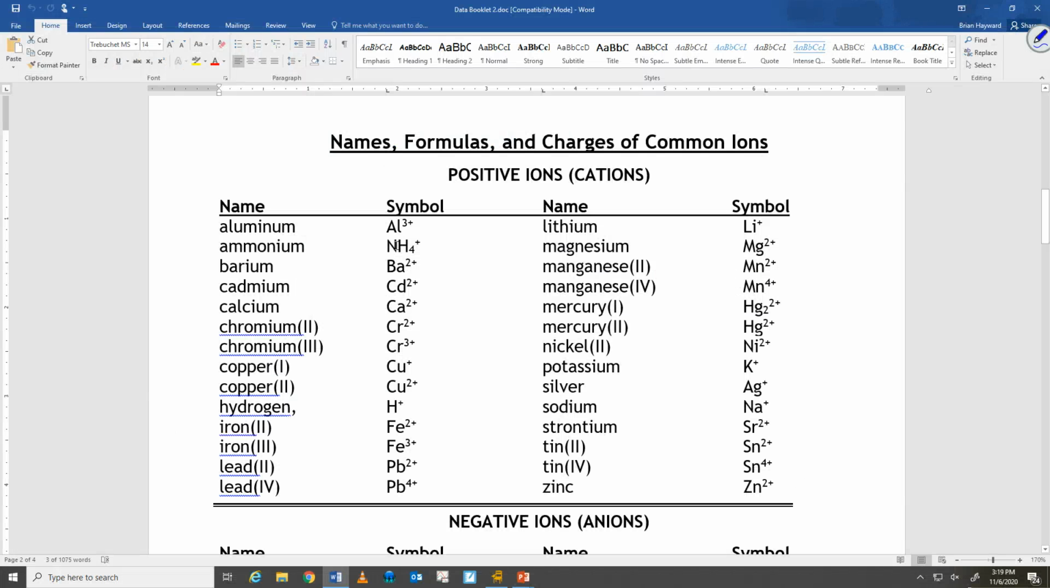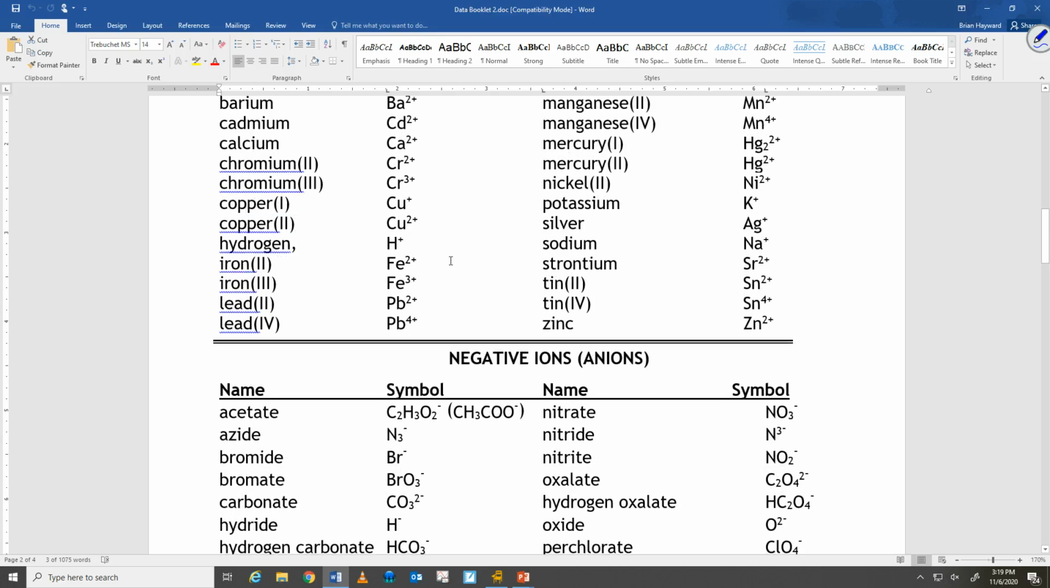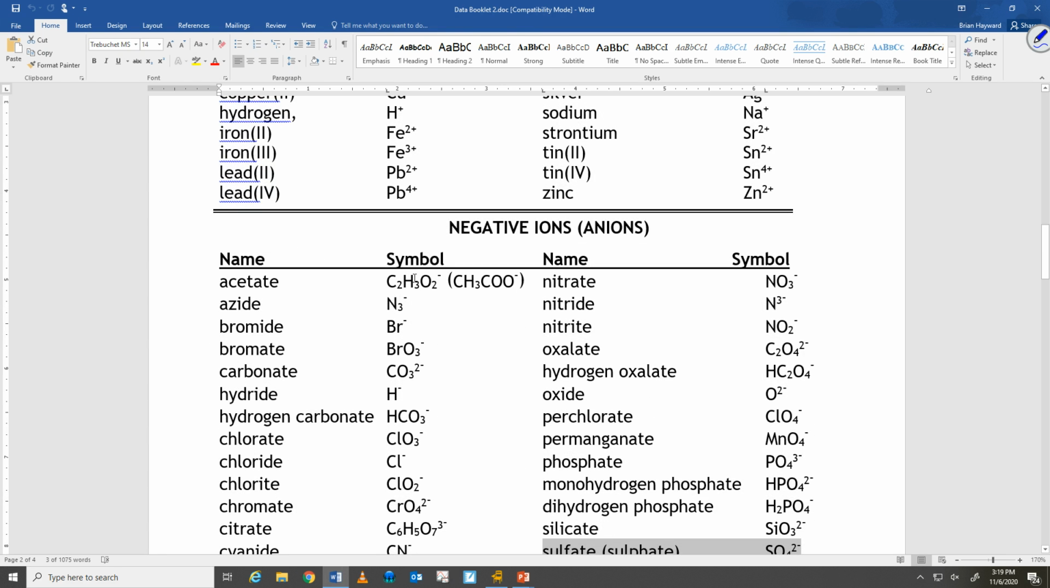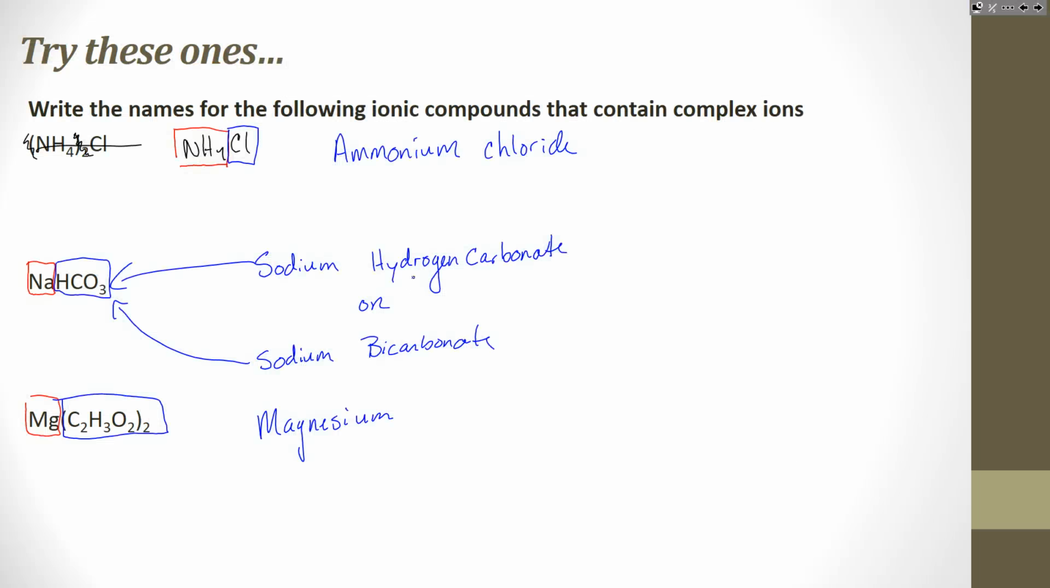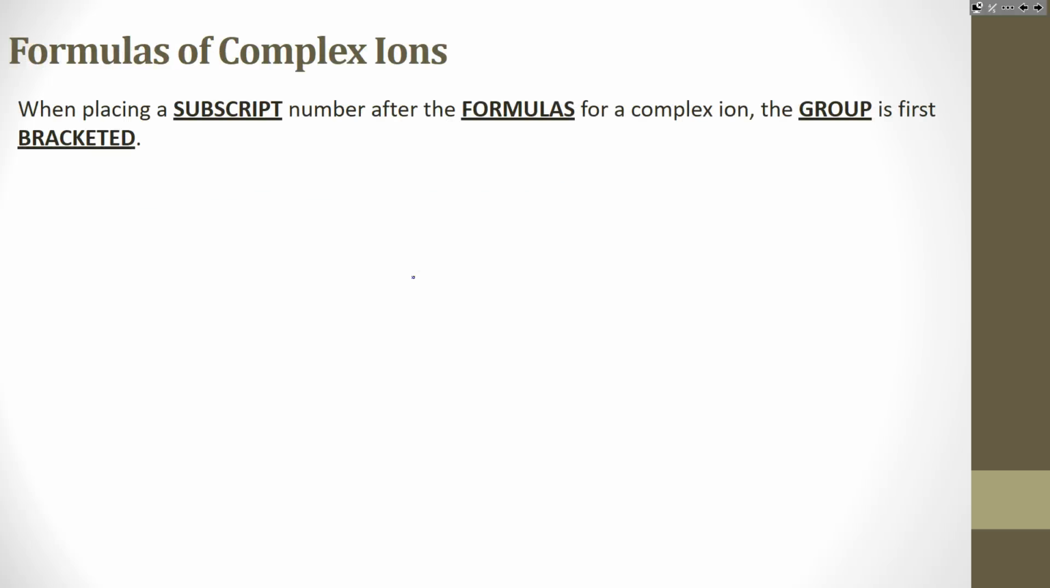So I'm going to go here and let's scroll down because it'll be the negative ion. Oh, there it is. It's acetate. So we're going to call this magnesium acetate. And that's how you name with complex ions. Now to go the other way with the formula, to get the formulas, we're just going to have to do this whole thing in reverse.